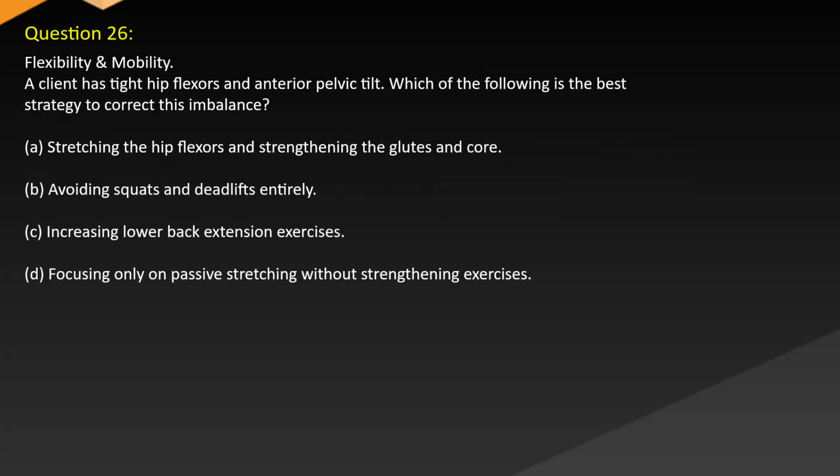Question 26. Flexibility and mobility. A client has tight hip flexors and anterior pelvic tilt. Which of the following is the best strategy to correct this imbalance? A. Stretching the hip flexors and strengthening the glutes and core. B. Avoiding squats and deadlifts entirely. C. Increasing lower back extension exercises. D. Focusing only on passive stretching without strengthening exercises.